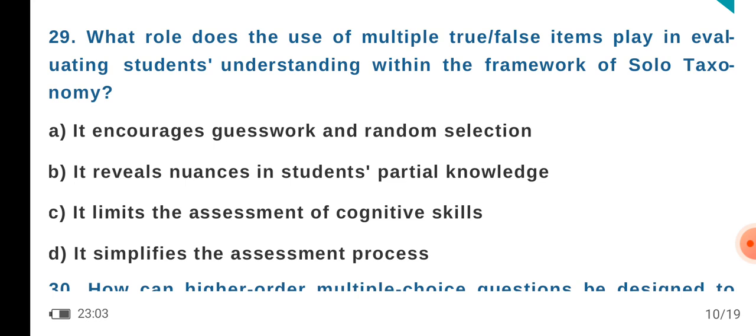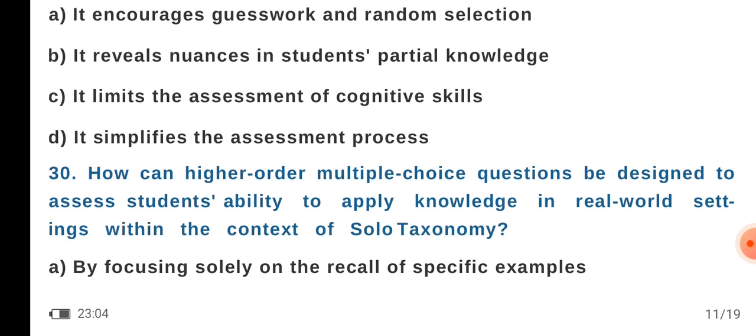The explanation, the use of multiple true or false items in evaluating students' understanding within the framework of solo taxonomy reveals the nuances of students' partial knowledge, providing insights into their grasp of specific concepts and potential misconceptions. So, number 30, I think is the last number of this review. So, I hope na nakatulong sa inyo yung 30 na questions na to.